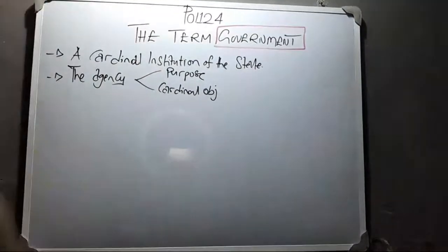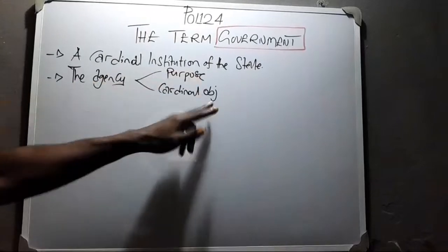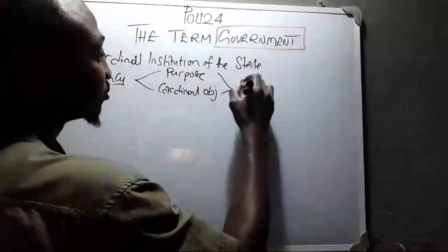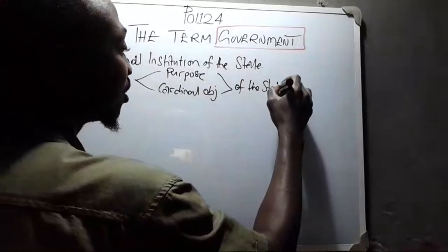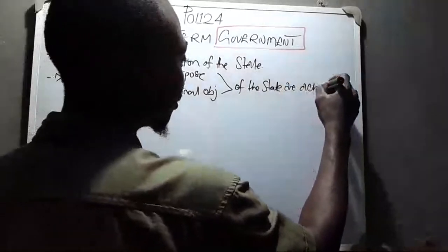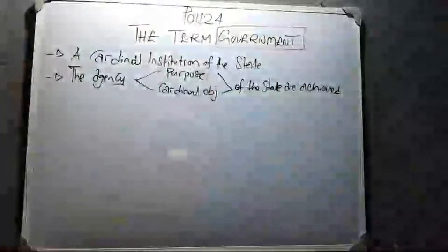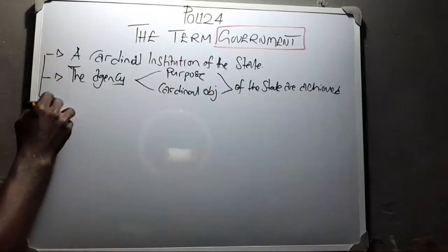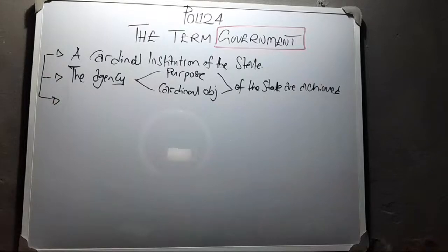Now let's proceed. The purpose and cardinal objectives of the state are achieved through government. It's also said to be territorial, a function of territorial structure or by functionality. It has a territory.